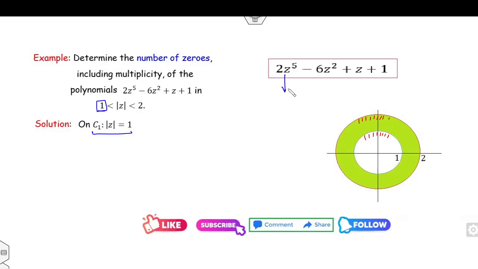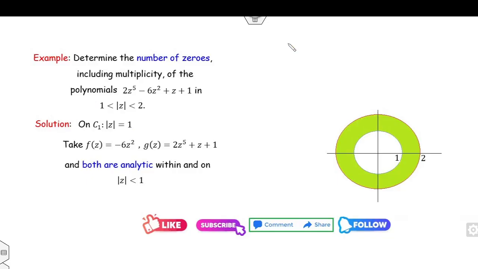What is the value of the first component? It is 2. The value of the second, always taking the absolute value, is 6. The third component is 1. The fourth component is also 1. So you can see the largest value is 6, and clearly 2 plus 1 is less than 6. So f is minus 6z squared, that is the value of f(z), and the remaining part is g(z).